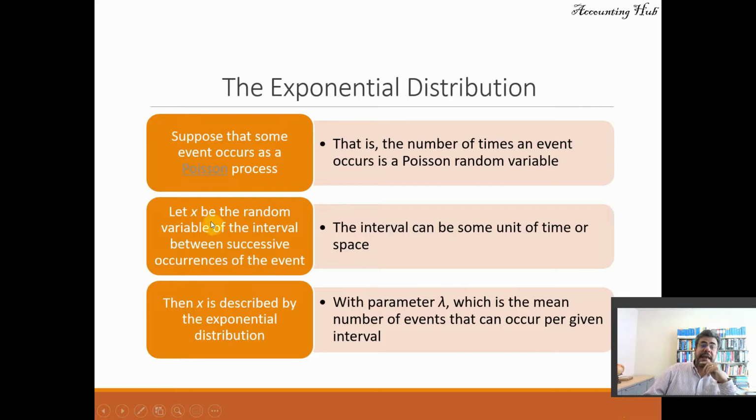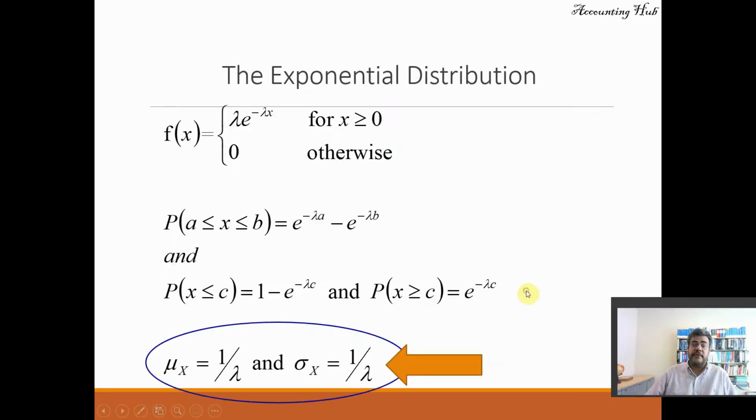But let x be the random variable of the interval between successive occurrences of the event. The interval can be some unit of time or space. Time, hours, or space, miles or kilometers or whatever. Then x is described by the exponential distribution with parameter lambda, which is the mean number of events that can occur per given interval. So we have the formulas here.